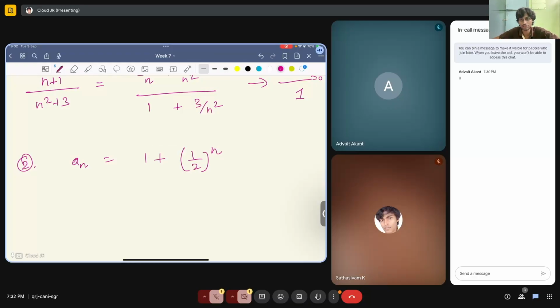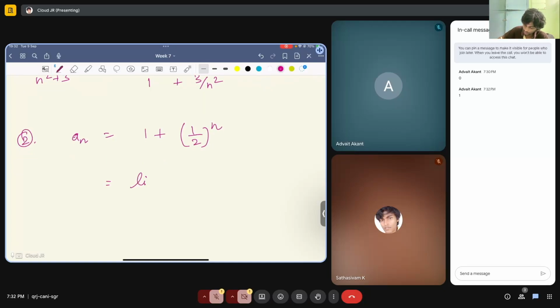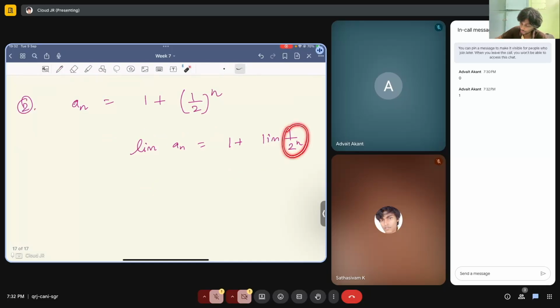Okay, now what about this? Yeah, this is one, right? Why? Because you apply the algebra of limit. So if you look at the limit of an, this is nothing but 1 plus limit of 1 by 2 power n. Okay, so here you can see the 1 by 2 power n. If you look, this 2 power n goes to infinity, right? So as a whole, this term goes to 0.